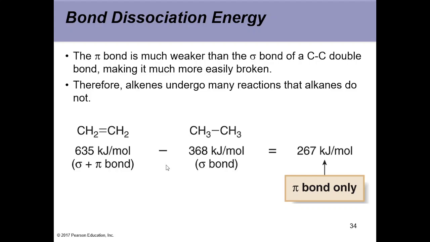And it's not hard to imagine that a double bond, which is a sigma bond plus a pi bond, is stronger than just a single sigma bond. The bond energy is significantly higher. The difference is the pi bond. Because of the pi bond, which is an extra pair of electrons between 2 carbons, the carbon double bond is particularly more reactive than the single bond.